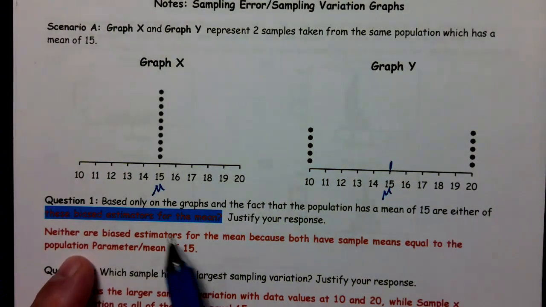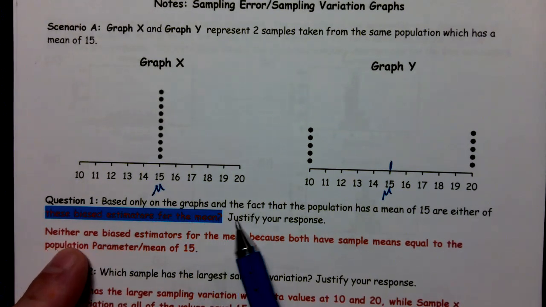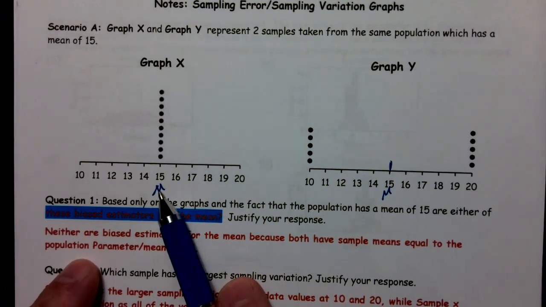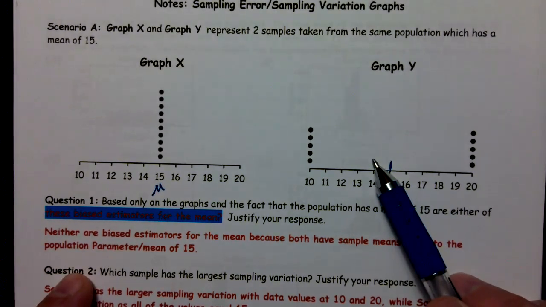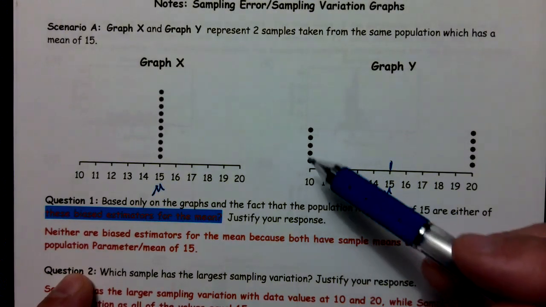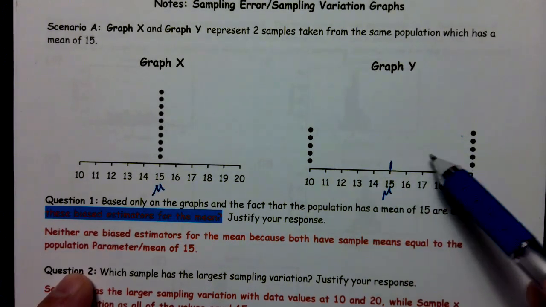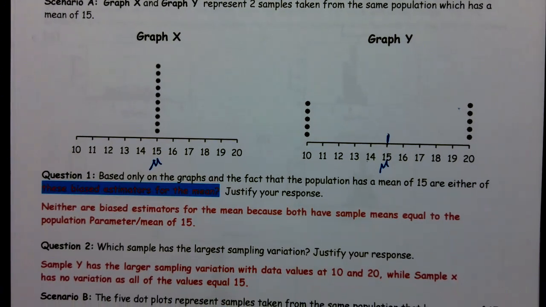Are either of these biased samples and biased estimators? And the fact is, no, neither are biased estimators for the mean because both have the sample means equal to the population. This one is very clearly equal to 15. And if I take this one and add up all the values, it would also equal 15. So 10 plus 20, 15, 10 and 20, 15. So this averages out as well. So neither are biased estimators for the population mean.